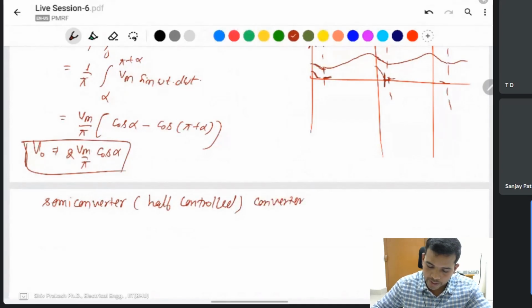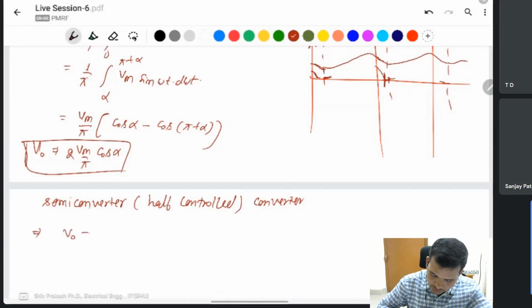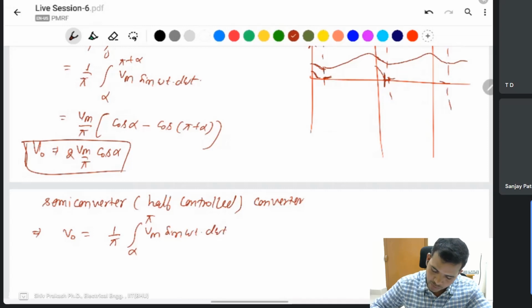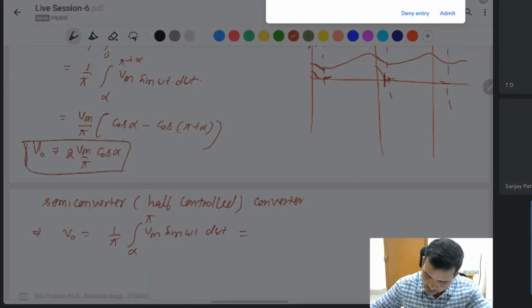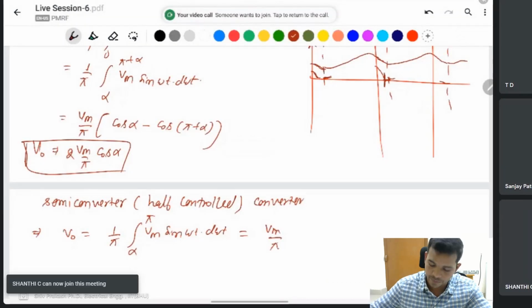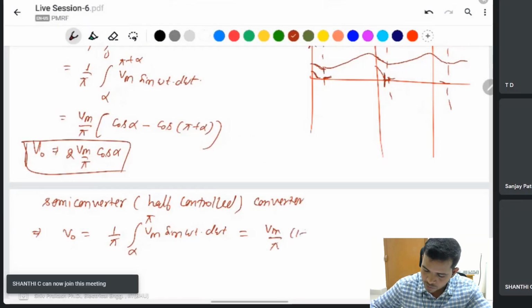Half control rectifier. This one's output voltage is the same as before, integrating from alpha to pi only: Vm sin omega t d omega t. We will integrate this to find Vm by pi times (1 plus cos alpha).